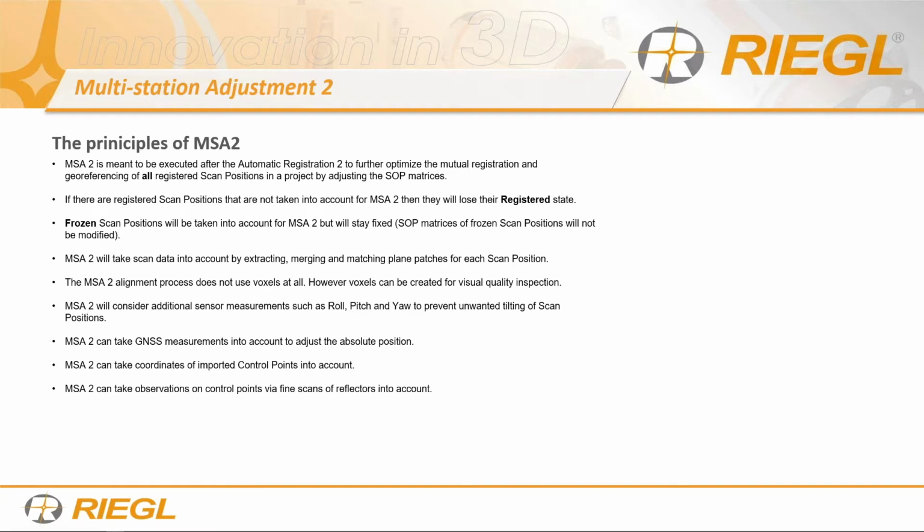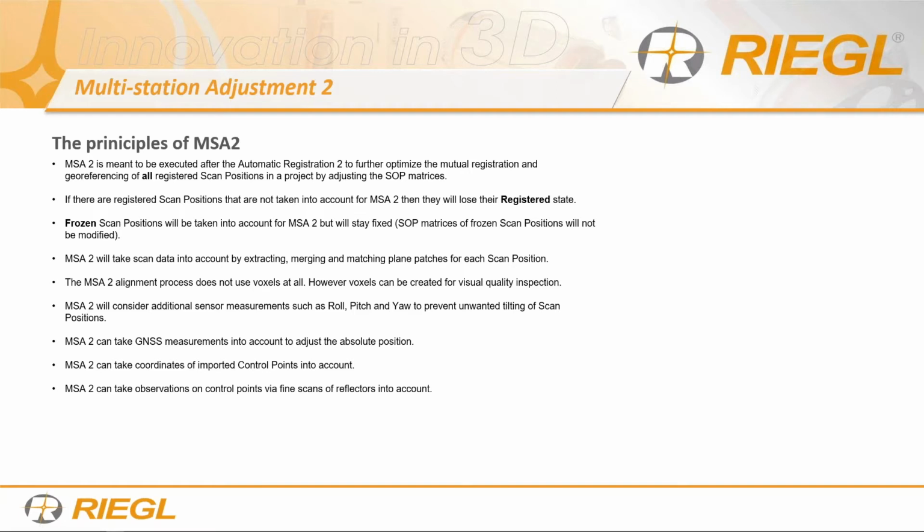The MSA2 alignment process does not use the voxel at all. So earlier I mentioned, don't get confused with the voxels, right? The voxels are not used everywhere. They're only made use of in automatic registration 2. So MSA2 does not make use of the voxel. However, the voxel creates a visual quality inspection. That's great because the voxels are not only used in AR2, you can also use them to analyze. And recently, we released a voxel tool to compare surfaces.